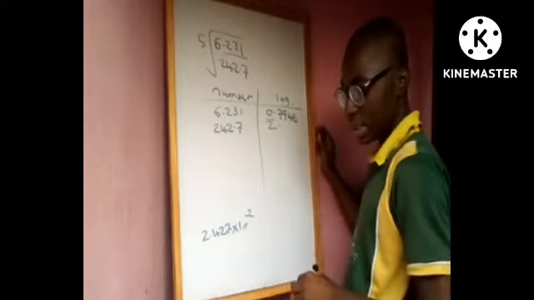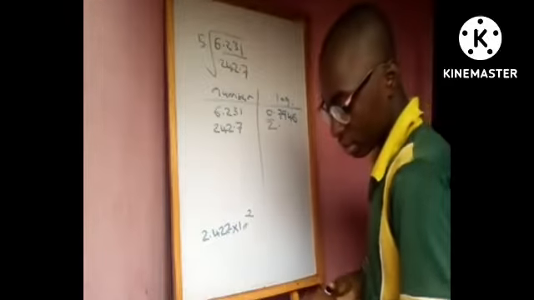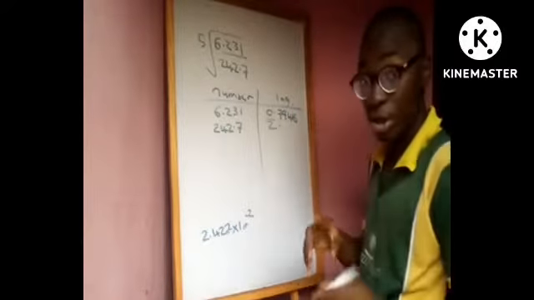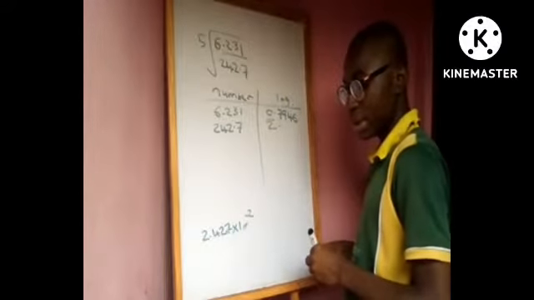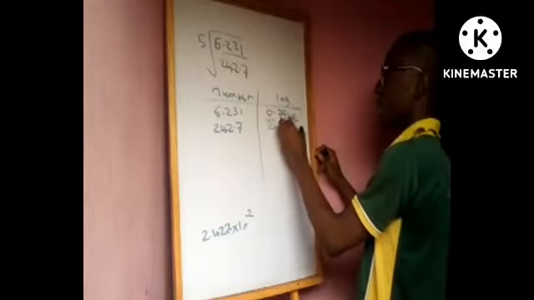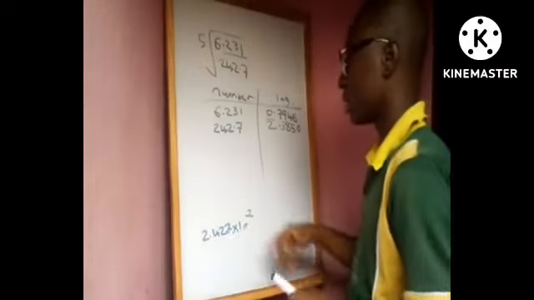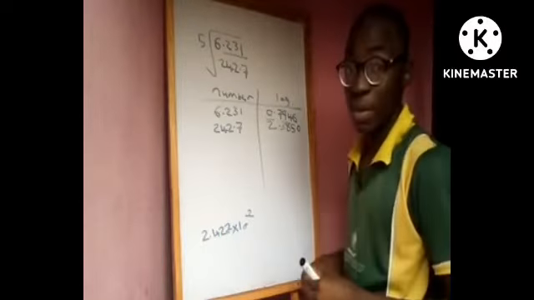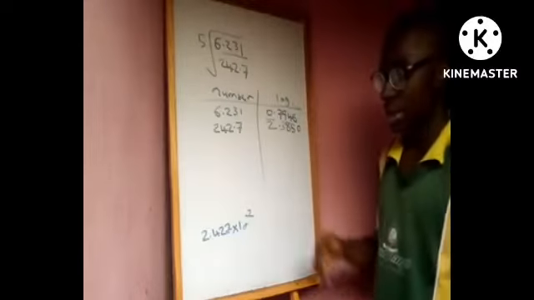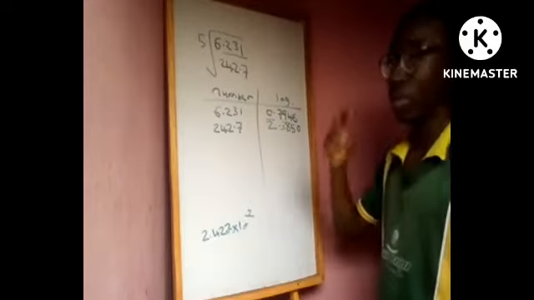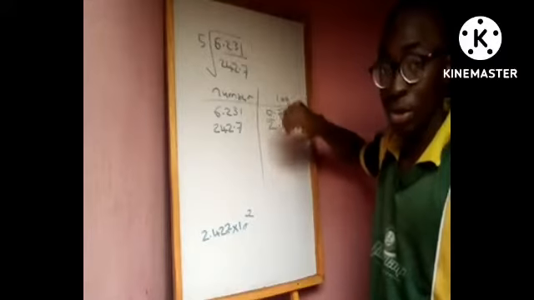Then our mantissa will be determined by the logarithm of 2.427. The logarithm of 2.427 is 0.3850. That's 2.3850. So we just look for the logarithm of this one and adjust the decimal points according to the characteristic. So now we've gotten the logarithm of these two numbers. The next part is logarithm simplification. When we are dividing numbers, we subtract their logarithms.